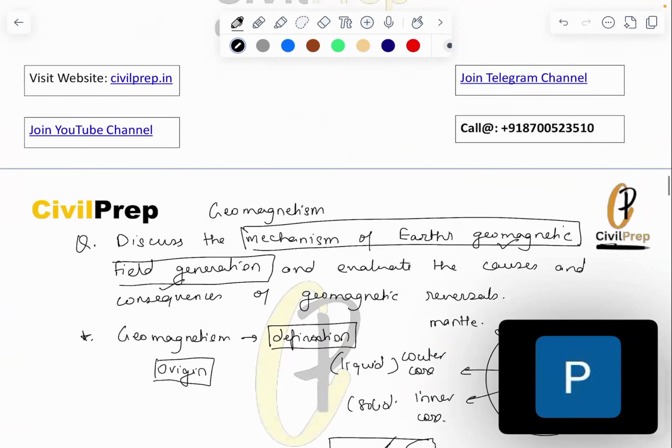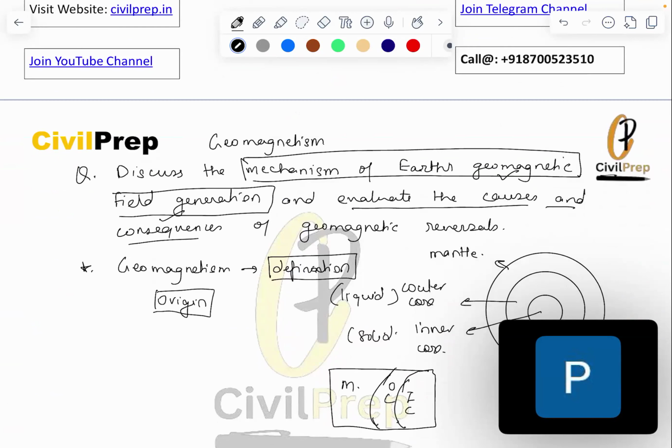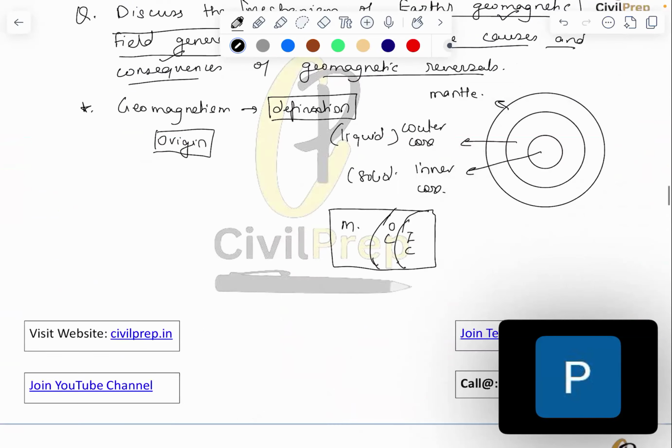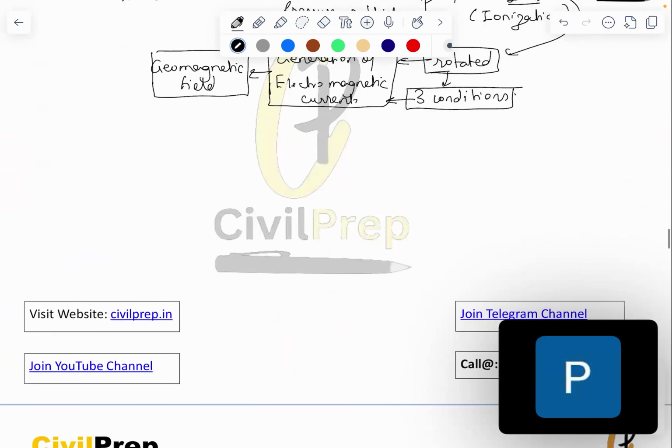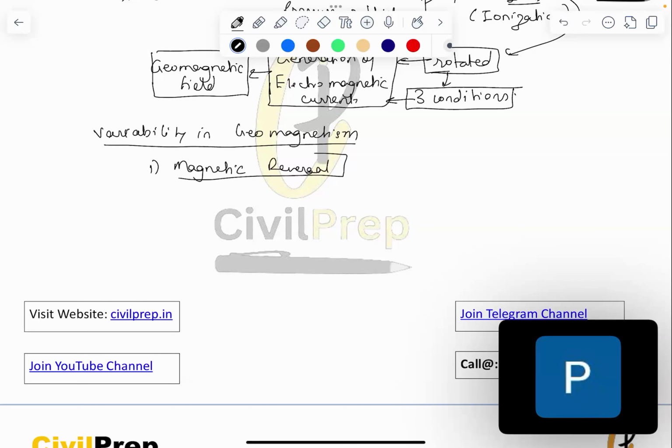Now, the second part of the question: evaluate the causes and consequences of geomagnetic reversal. See, geomagnetic reversal you have already talked about here, so I don't think it needs to be explained at length. There is a part here that is the variability in geomagnetism. Under the variability of geomagnetism, there is one part that is magnetic reversal. The concept of this magnetic reversal is given by Brunhes and Matuyama.